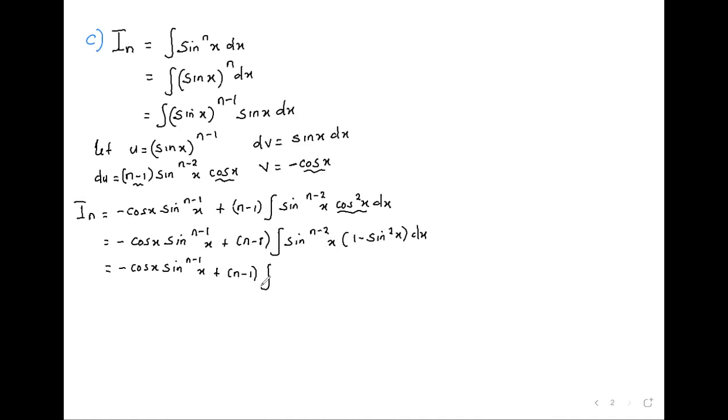So this is negative cos x sine^(n-1) x plus (n-1), and then the integral we expand: that is sine^(n-2) x dx minus (n-1), and then expanding the integral of sine^n, because this is squared here. So when we add the powers, we have sine^n x dx. Remember, we didn't temper with this one, we just leave it like that. So it is I_n. It seems like the I_n has come back inside here, so I have no problem with that.